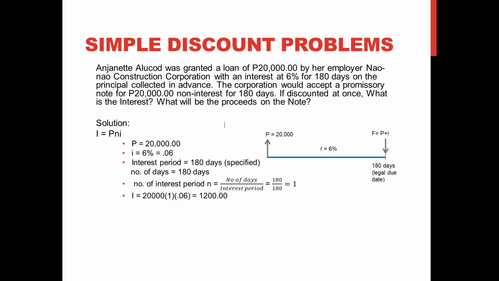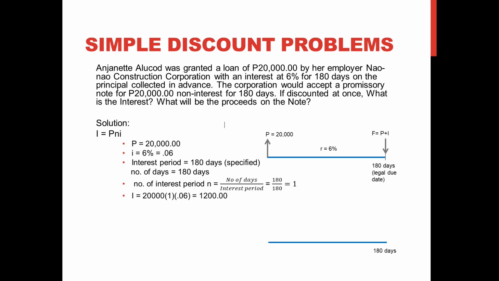But on the condition of discount, promissory note, mag-iiba yan. Because from this 20,000 after 180 days, Janet is obliged to pay the principal plus interest, wherein there is no discount within that period.